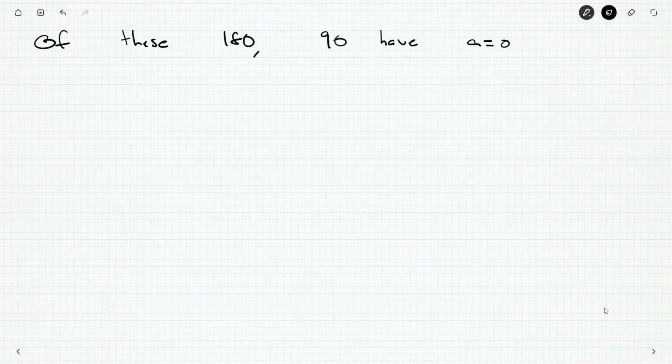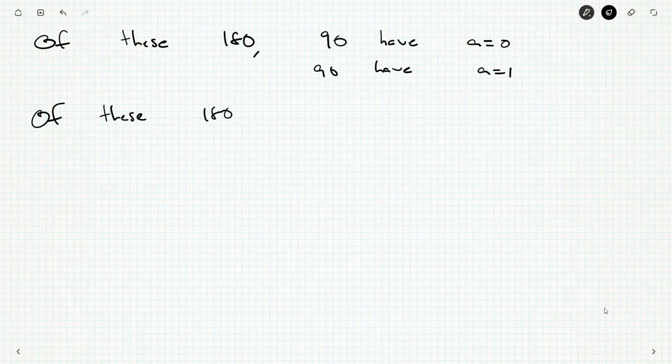So, of these 180, 90 have A as 0, and 90 have A as 1. Of these 180, 60 have B as 0. 60 have B as 1, and 60 have B as 2.